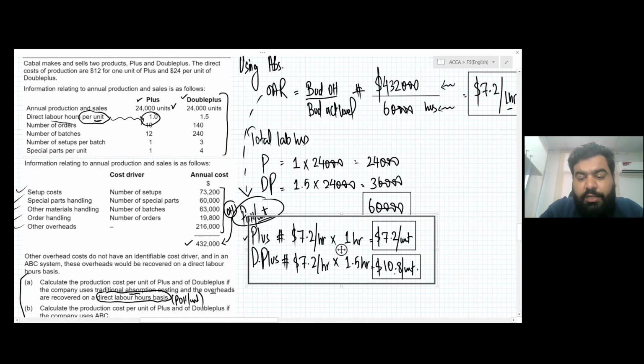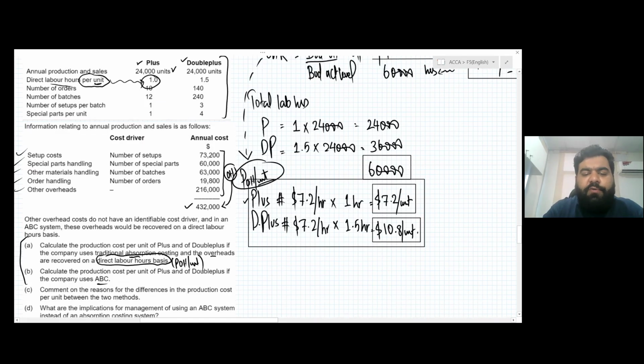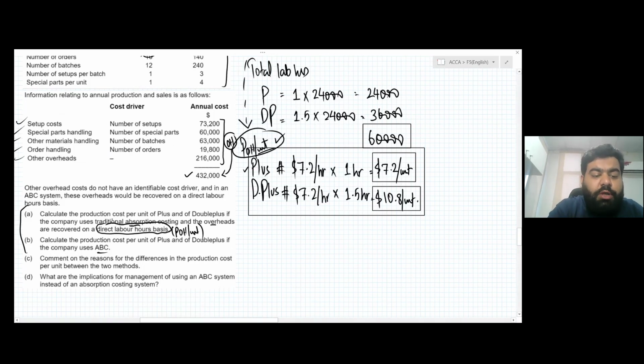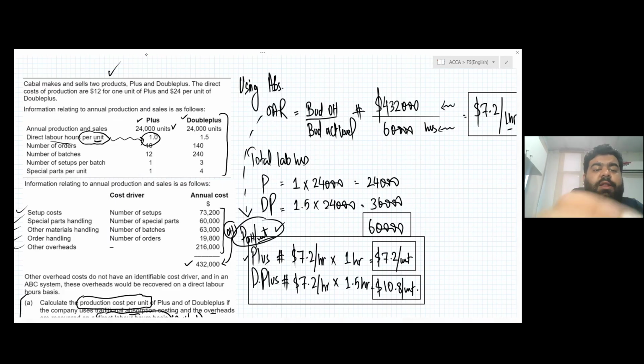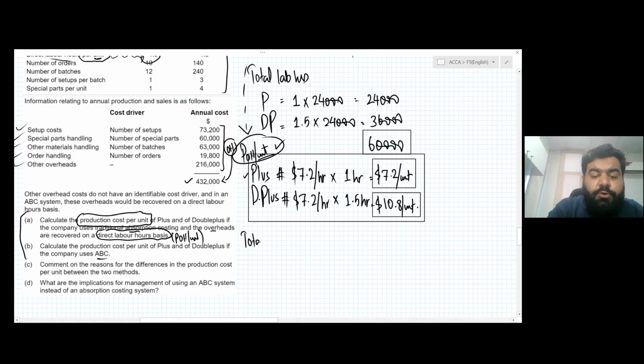These are the answers of production overhead per unit using absorption costing. So we have to calculate production overhead per unit, and we have calculated that. If they are telling you to calculate the total cost per unit, he has not asked us for production overhead per unit, but he said calculate total production cost per unit. Production cost per unit means the production overheads as well as the direct cost. And in the question at the start, they have given us the direct cost as well: direct cost is 12 for the plus and 24 for double plus. So you can also calculate the total cost per unit.